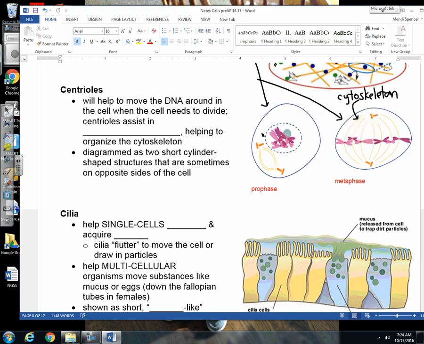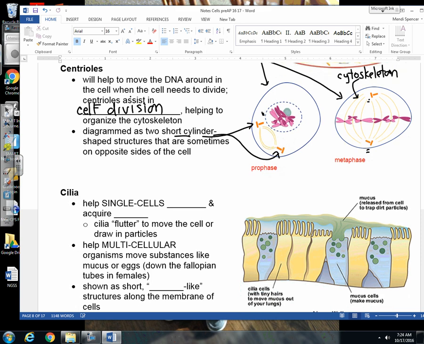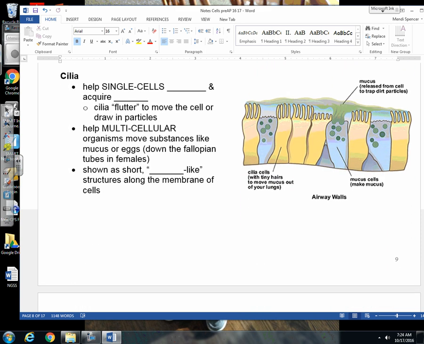Now, another cell part that assists in cell division, or the movement of molecules around in the cell, are the centrioles. So the centrioles also assist in cell division. We're going to talk a lot more about these structures, but for now, all you need to know is that they occur in pairs. They look like short cylinders. Those are the centrioles right there. Ultimately, you can see that they move to opposite sides of the cell, and they're going to assist in cell division.